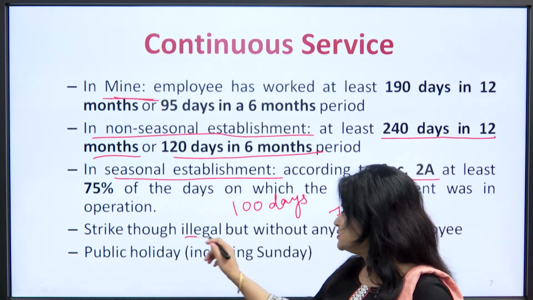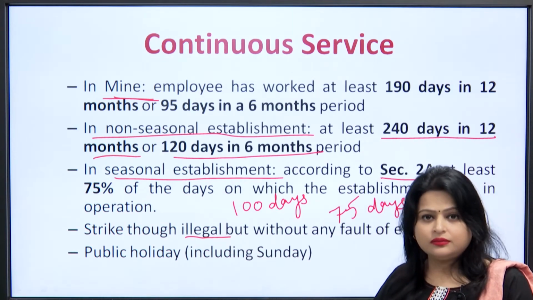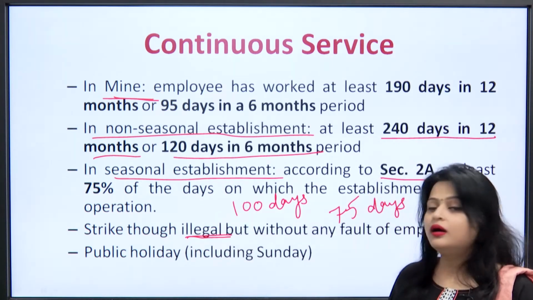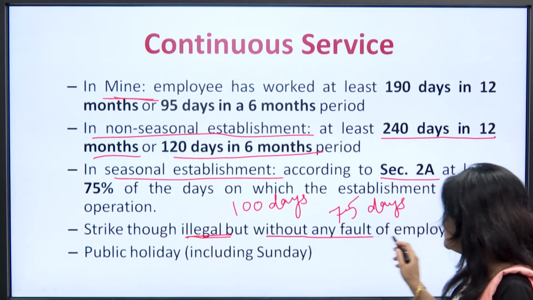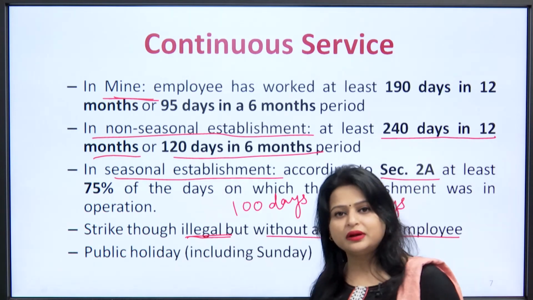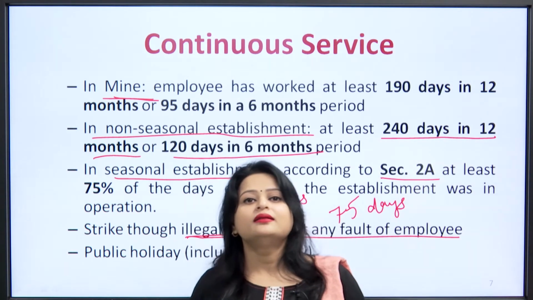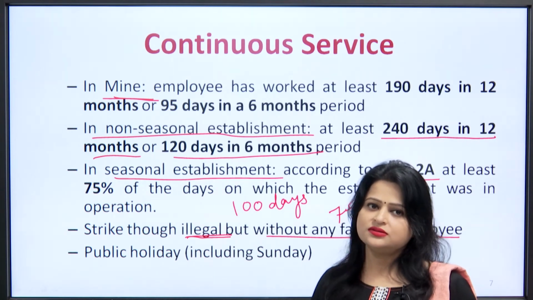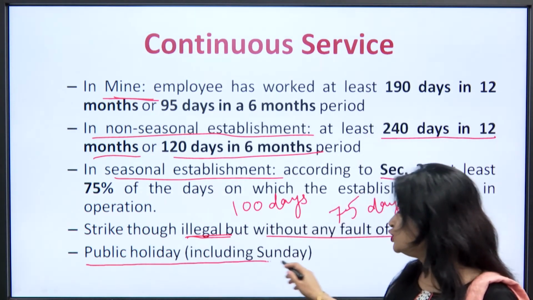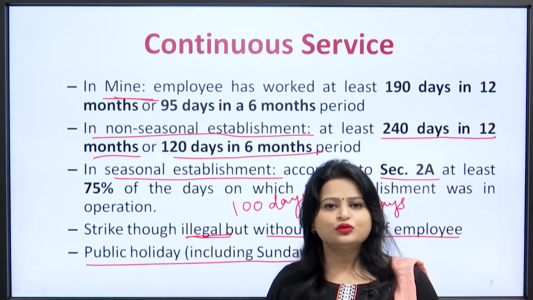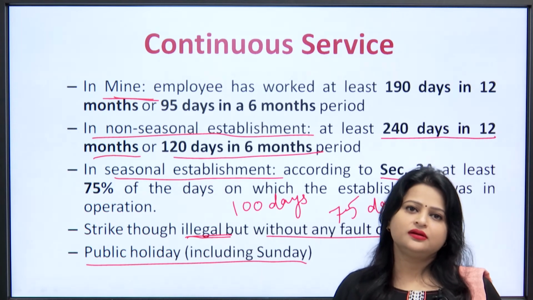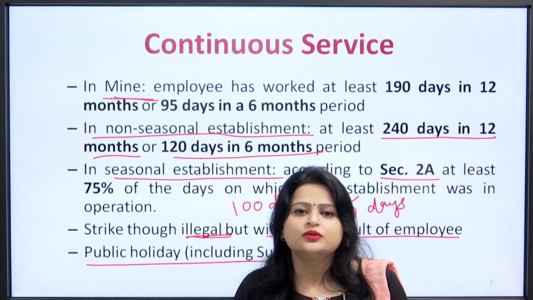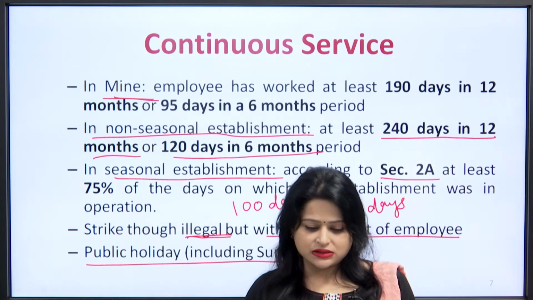Strike, illegal. Yes. Lastly, I talked in the previous slide about the legal strike. If there is any illegal strike, but without any fault of the employee, yes, the strike is illegal but there is no fault from the employee's side, then again that situation is considered as continuous service. Then public holidays including Sundays. All the public holidays including Sundays are again considered under continuous service. So these are certain definitions which define what is continuous service under the Payment of Gratuity Act.